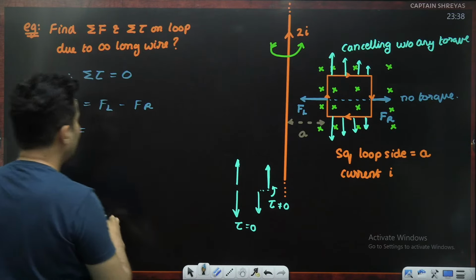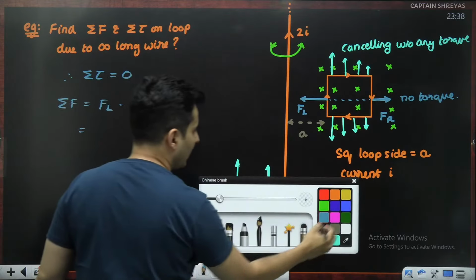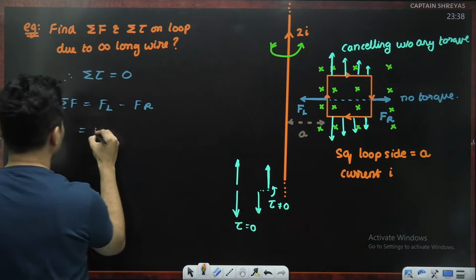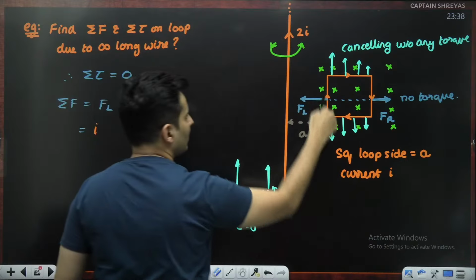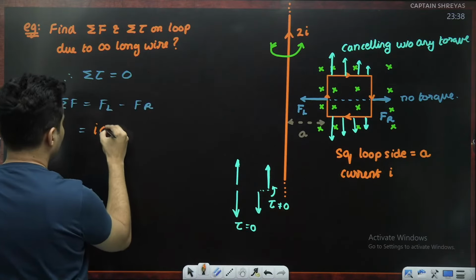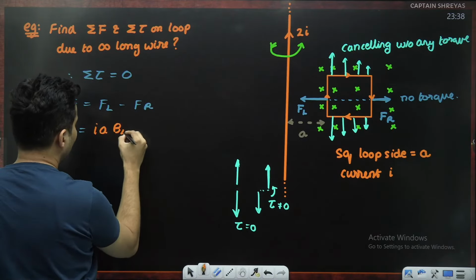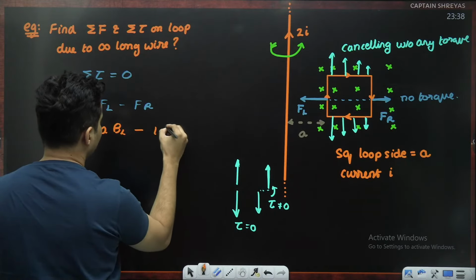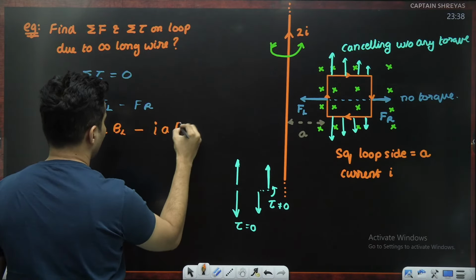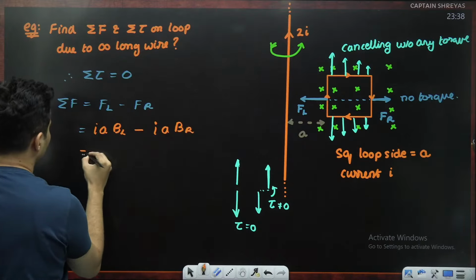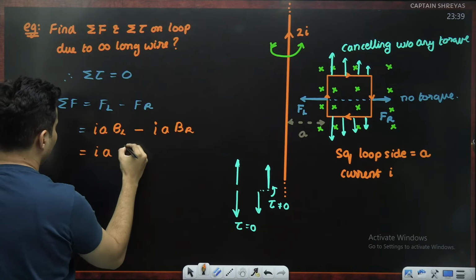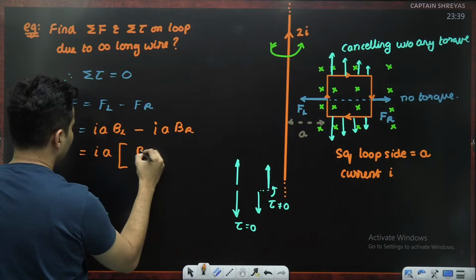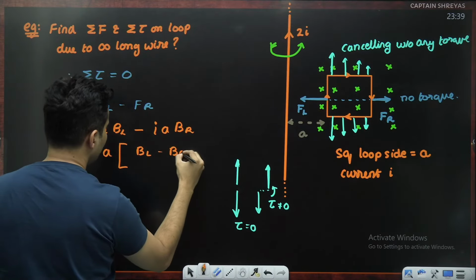Force is ILB, current is the same. The current is basically I, into the length, which is A, into the magnetic field at that point, minus current into A into the magnetic field on the right hand side. So current and A are common. I am just left with BL minus BR.